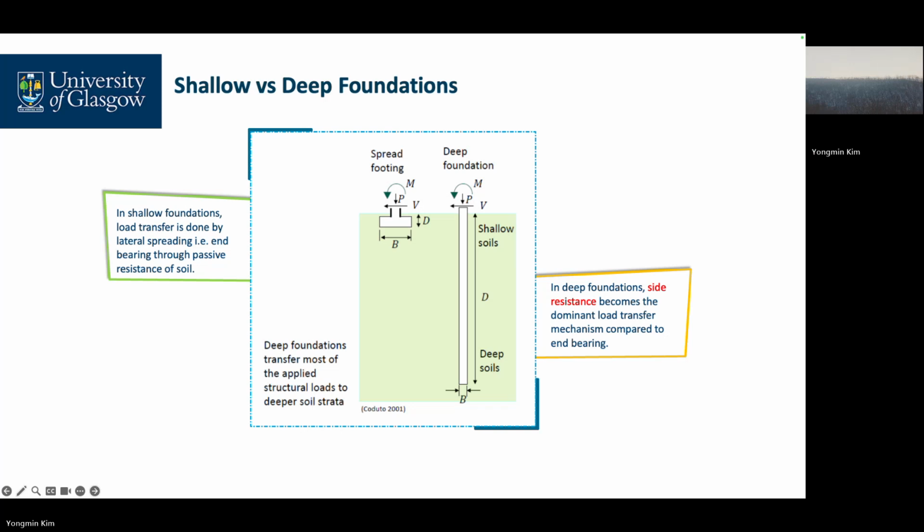So these skin frictions resist our vertical load, and at our pile toe we have end bearing capacity. And here is the ground surface. This soil, right? Confining.